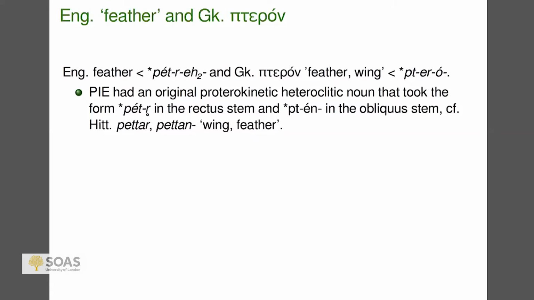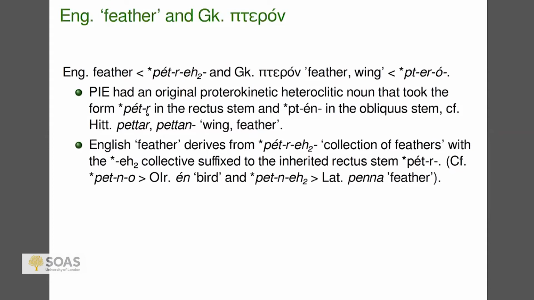So that means the nominative looked like petar, and the oblique stem from which all the other case forms were formed was something like paten. And you can see this directly attested in Hittite, which has the nominative petar and the oblique stem petan. So that's the original thing you should reconstruct in Indo-European. Now, how do we get from that to these forms that we see?